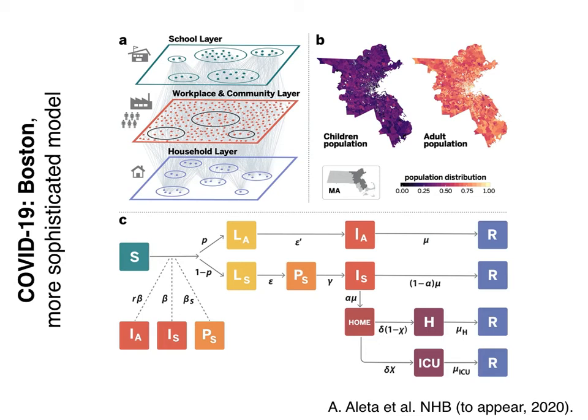One is the school layer, the second one is the household layer, which you can extract from census and demographic data, and then finally the workplace plus community layer that includes workplaces and community places in which people meet, like convenience stores or restaurants, etc. And then to this structured population model, we couple the disease model that we were discussing, and then we let the system evolve and measure a few differences.